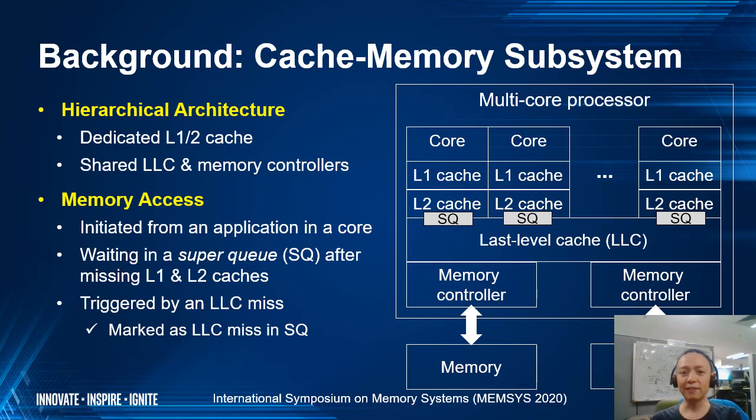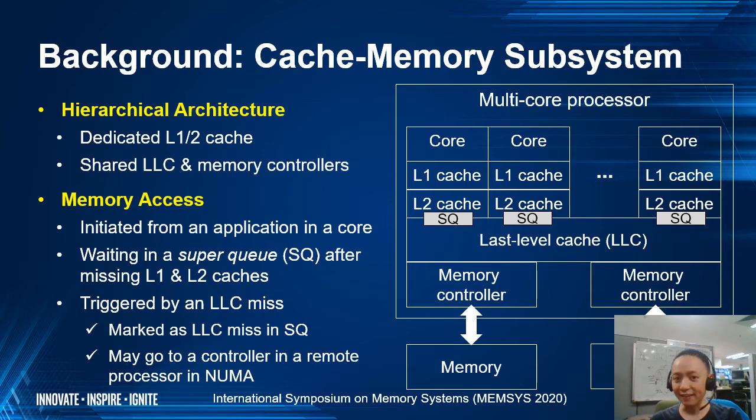A request in the superqueue is checked in the last level cache. A miss request is marked as an LLC miss in the superqueue. It will then be served by the memory, or occasionally, with luck, the cached content in another processor node. In the NUMA architecture, the request may even go to a controller in a remote processor.